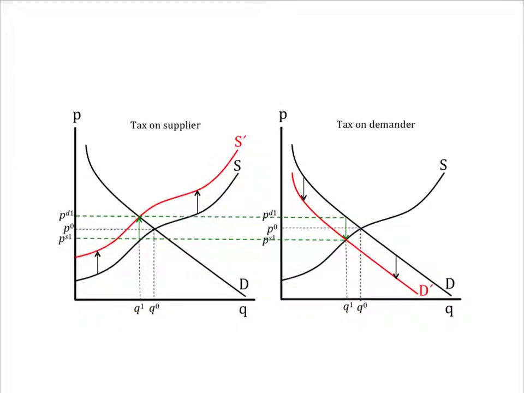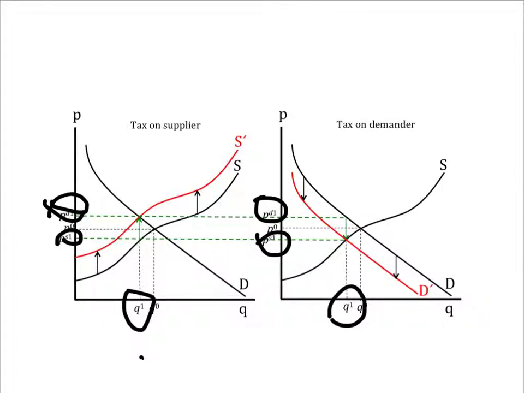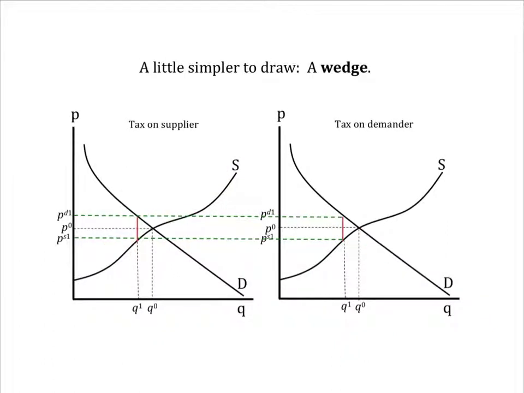And here's that just drawn more neatly. You can see that the supply price is the same in both instances, and the demand price is the same in both instances, and the new quantity after the tax is the same in both instances. So in part A, the answer is it doesn't make any difference whether you put the tax on the supplier or the demander.